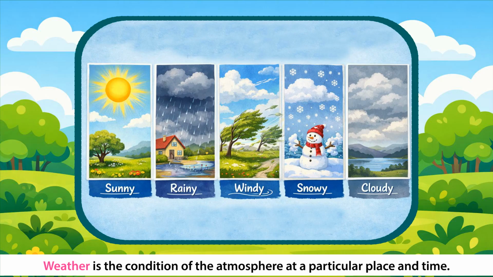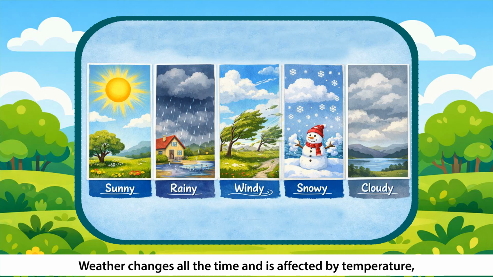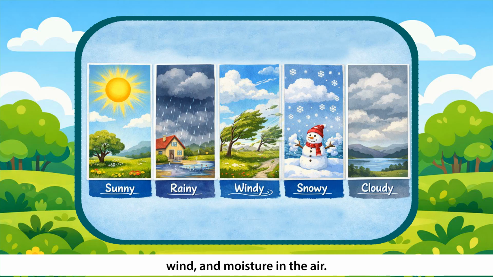Weather. Weather is the condition of the atmosphere at a particular place and time. It can be sunny, rainy, windy, snowy, or cloudy. Weather changes all the time and is affected by temperature, wind, and moisture in the air.